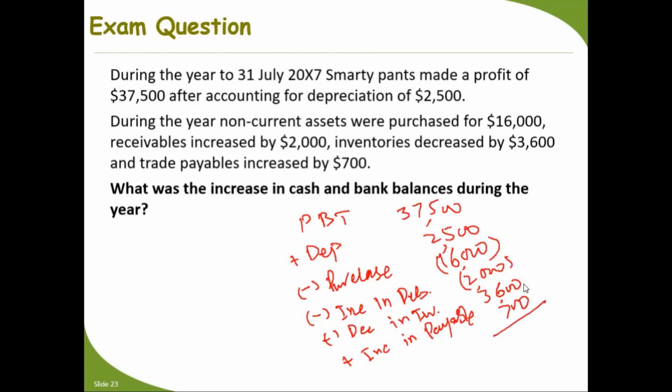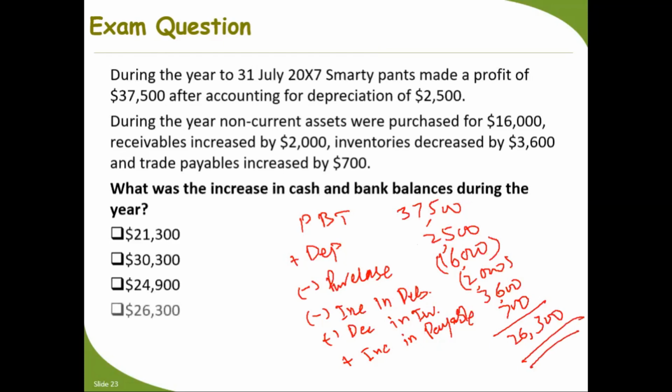Now the result would be your net increase in cash or cash equivalent. 37,500 plus 2,500 minus 16,000 minus 2,000 plus 3,600 plus 700, which is equivalent to 26,300. Option D is the right answer.